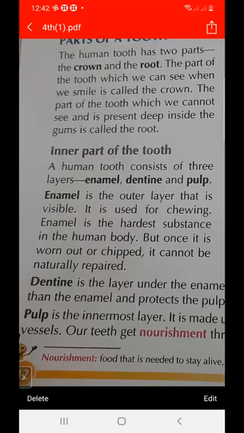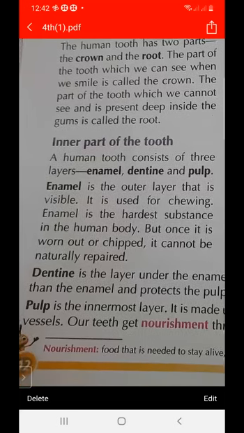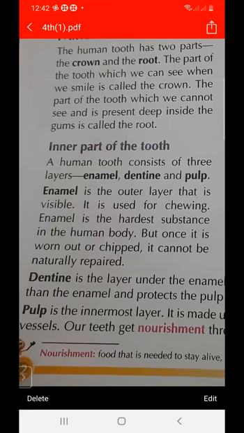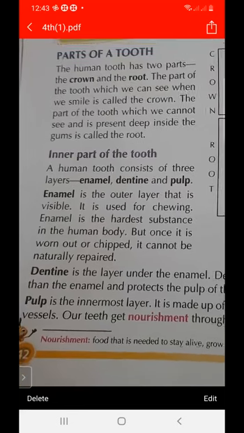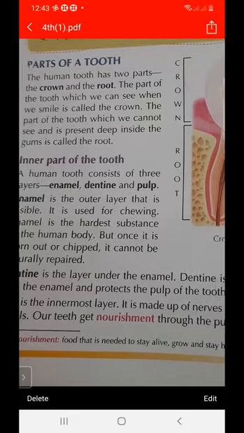So the human tooth consists of three layers: enamel, dentine, and pulp. What do you mean by enamel? Enamel is the outer layer that is visible. And how is it used? It is used for chewing, and it is the hardest substance. Next is dentine. Dentine is the layer under the enamel.